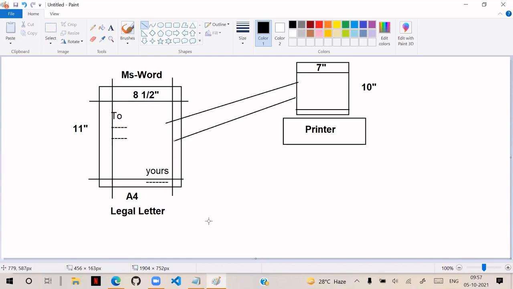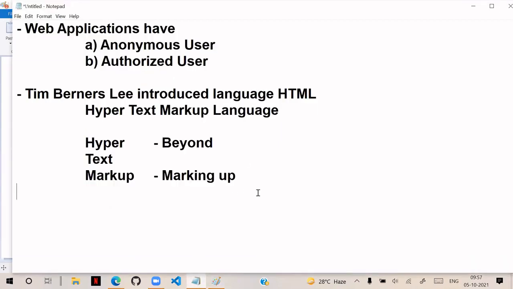That means, what is the meaning of marking up? The meaning of marking up is nothing but preparing for presentation. We are preparing for presentation so that we can present it correctly. So what is a markup language? A markup language is a language used by developers in order to present information on the web.